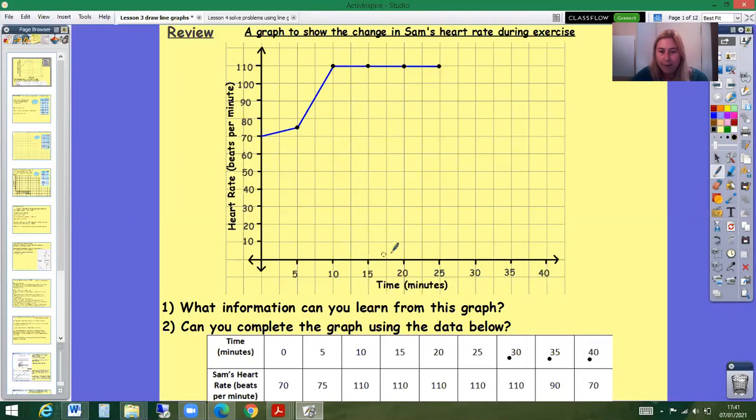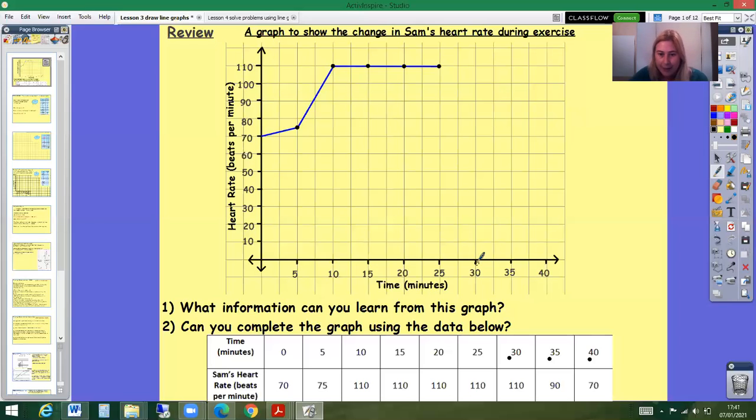So he measured it every 5 minutes, and I can see that in the table below as well, but the table isn't finished. I can see that we've got all of the information up to 25 minutes, but then we need the 30 minutes, the 35 minutes, and the 40-minute piece of information. So I'm going to put those on now because it says, can you complete the graph using the data below? And you can see if you've got the same points as me.